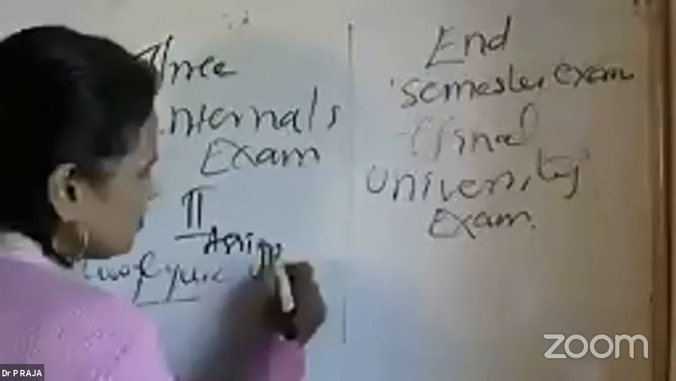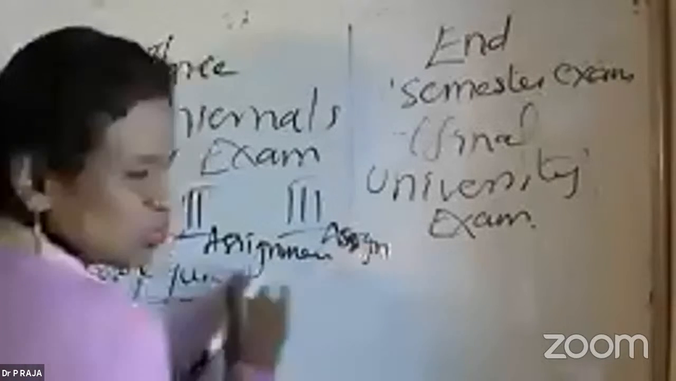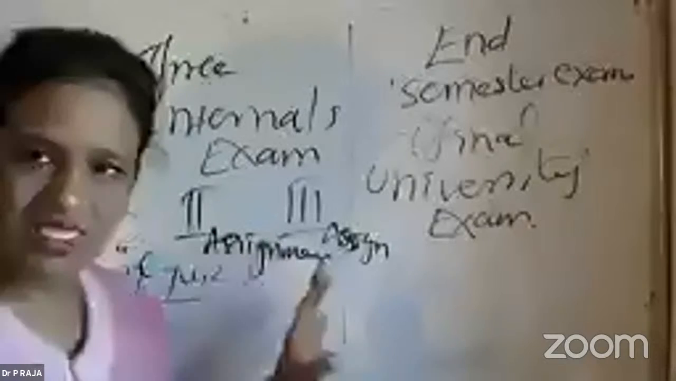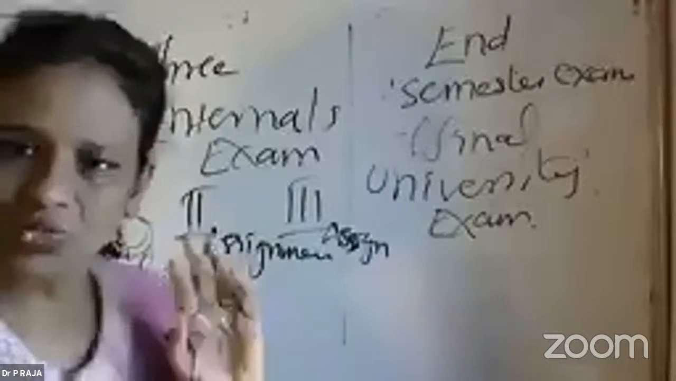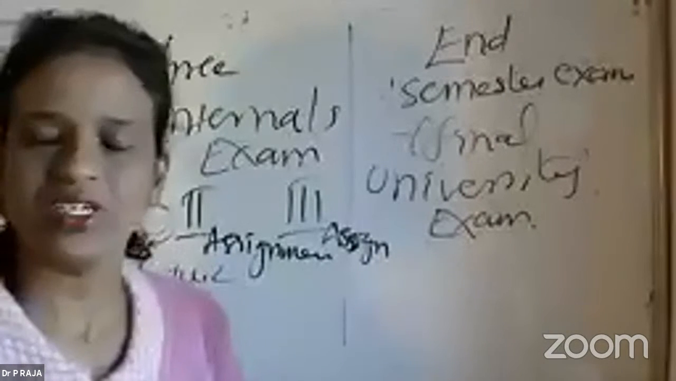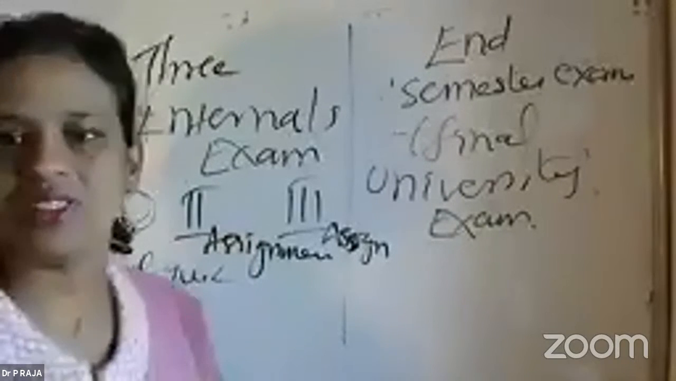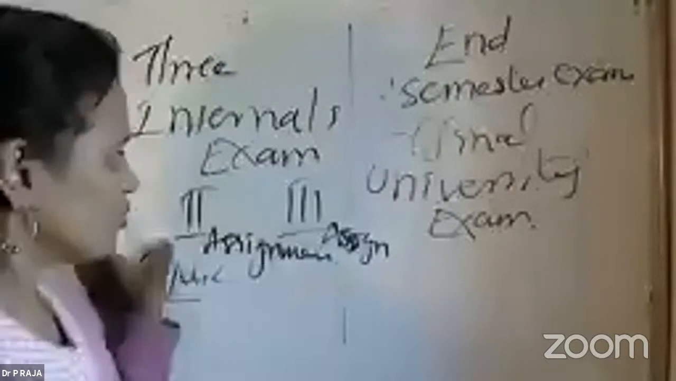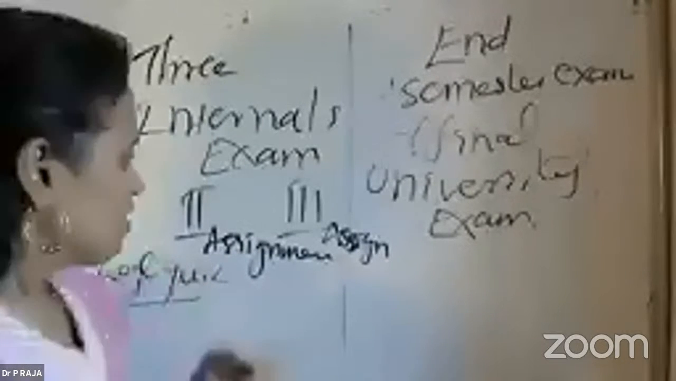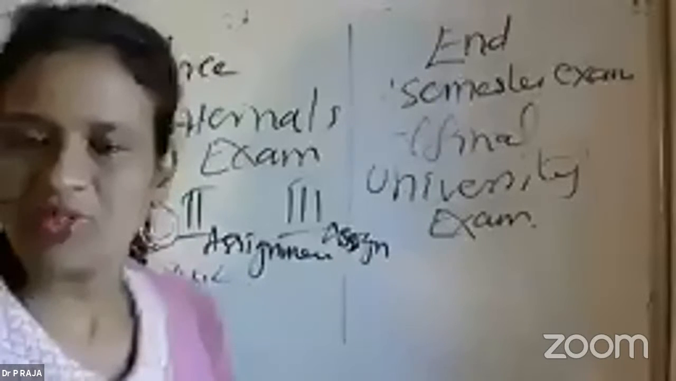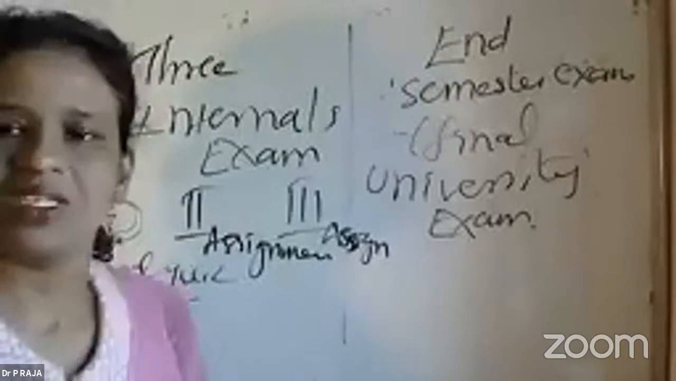The second is in the form of assignment, and the third is in the form of assignment. Due to the pandemic, this time we are forced to give assignments. Otherwise, what we usually do is give 2 tests and 1 assignment. Usually in our department and in the college generally, the middle one will be a test overall for all the students of BA, BSc, everyone. One can be an assignment, one can be a test, like that. But this time, because of the pandemic, we were allowed to give assignments for all 3. So that is why even sir has given an assignment.